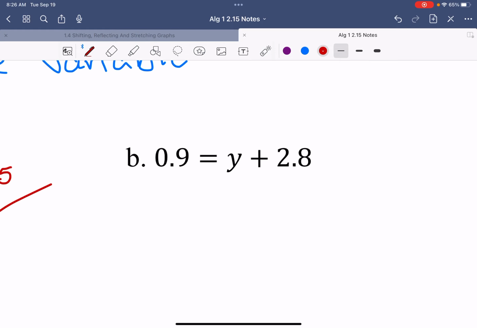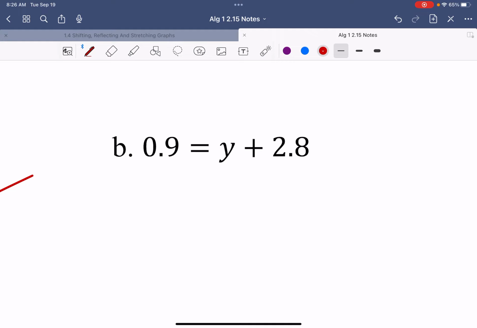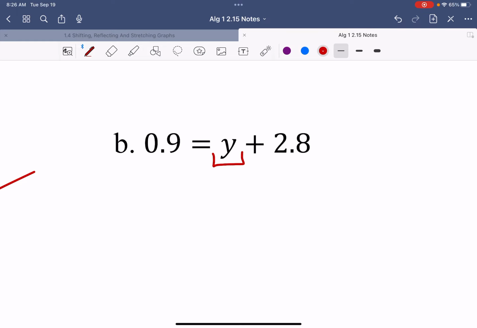Okay. The next one, again, start first, find your variable. My variable is right here, y. What is happening to my y? I'm adding 2.8. Okay, so I want to undo, I want to get that variable over there by itself. So I want to undo and add 2.8. So the opposite of a positive 2.8 is a negative 2.8. So I'm going to add a negative 2.8 to both sides. So I'm going to take this left side and I'm going to add a negative 2.8.